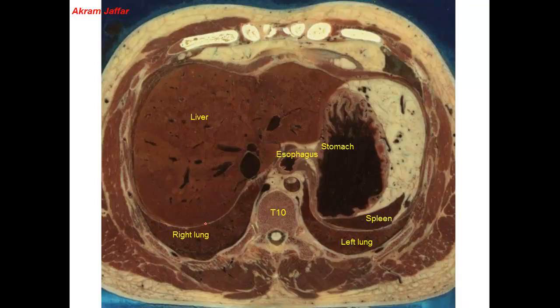It looks as if it is behind the liver, but actually it is the thin diaphragm that is separating the two. The liver is located in the abdominal cavity below the diaphragm, and the lung is located in the thoracic cavity above the diaphragm. Here, behind the esophagus, we can see the aorta.